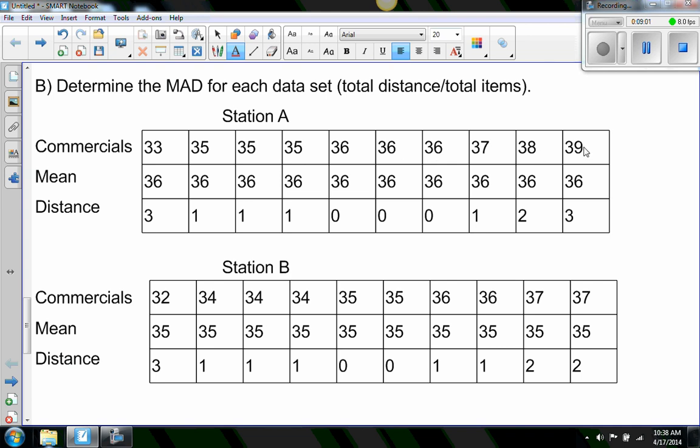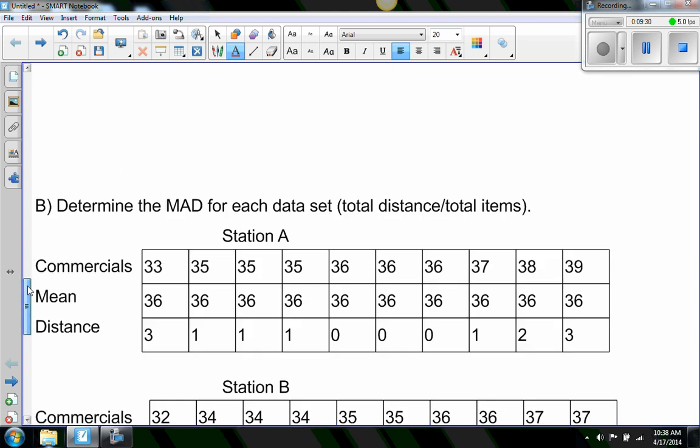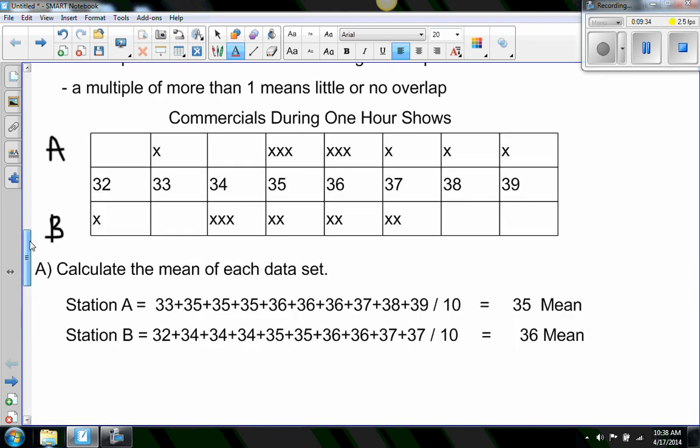Then I just wrote in the commercials, just like I had them up above. The distance is how far the mean is from how many commercials were counted. So 36 minus 33 is 3. 36 minus 35 is 1. 36 minus 35 is 1, and on and on. Here, these are 0, 1, 2, and 3, because 39 minus 36 is 3. You don't do negatives for distance. You just count the distance from the mean. That's all that is. These ones, again, I wrote down all the commercials, how many times they happened, and I took it right off of this other table right here.